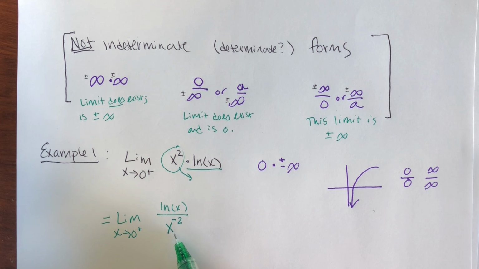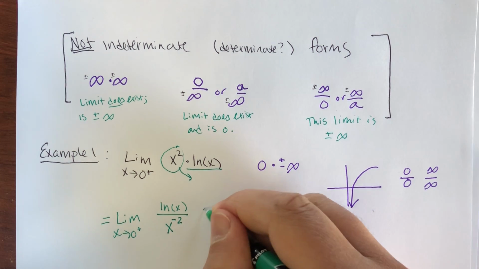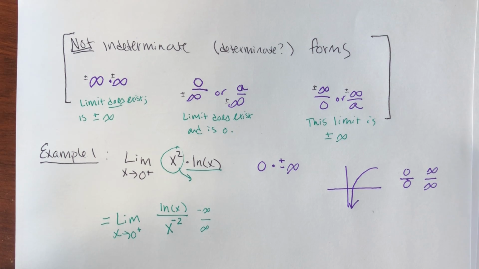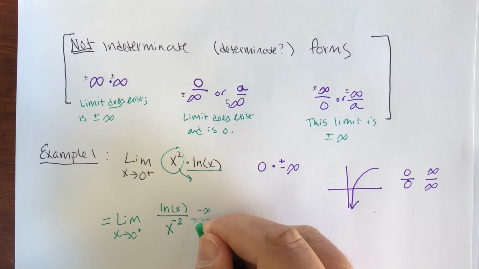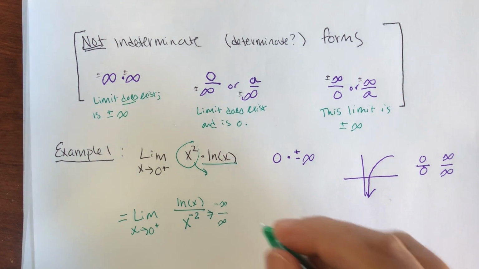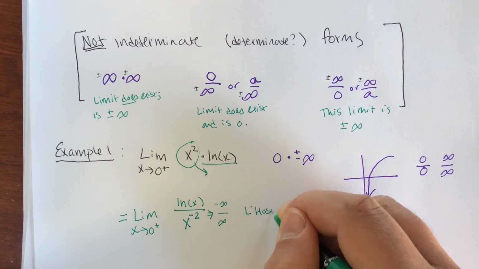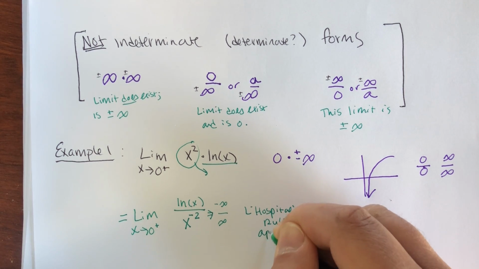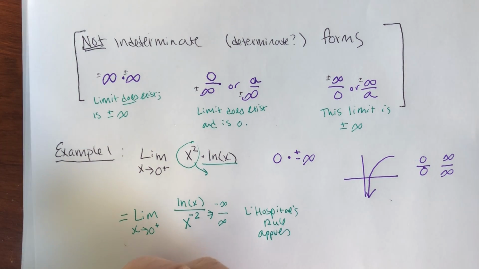Now this is an indeterminate form of the type infinity over infinity. Technically it'd be negative infinity here over positive infinity, but either way, right? If you have infinite on top and infinite on the bottom, it doesn't matter the sign, L'Hopital's rule is still going to apply. So because L'Hopital's rule applies, we know that this limit is going to be equal to the limit as x goes to 0 from the right. This is by L'Hopital's rule.